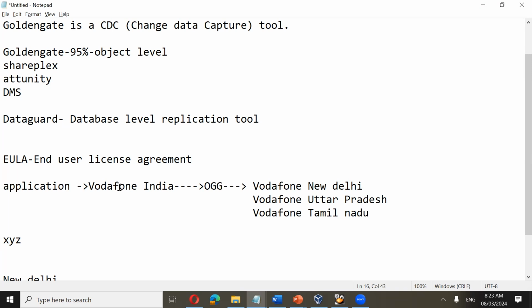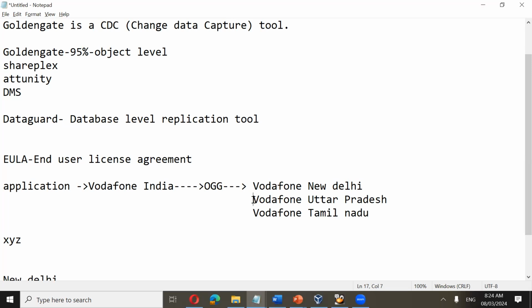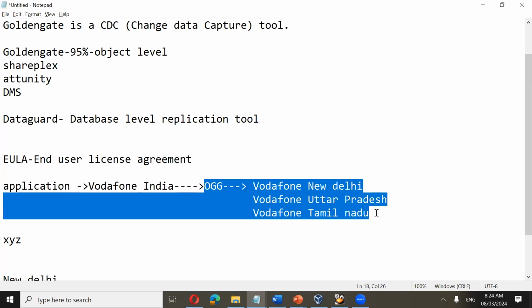Now, say for example, you did the transaction using Vodafone India, the entry will be inserted into Vodafone India. Now using GoldenGate, it will be inserted into Vodafone New Delhi. So the customer in New Delhi will have the data available in Vodafone New Delhi. Now say someone else resides in Uttar Pradesh. His data will be inserted into Vodafone Uttar Pradesh. So the application will do the transaction in Vodafone India, but using Oracle GoldenGate, the entry will be made to the multiple different databases.